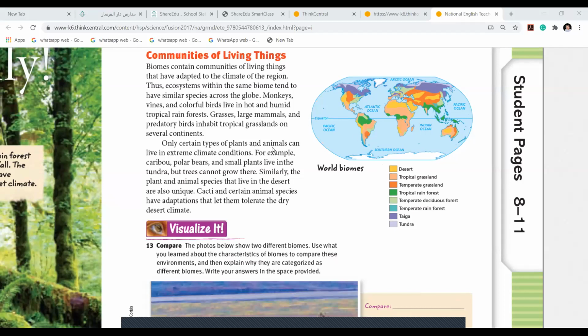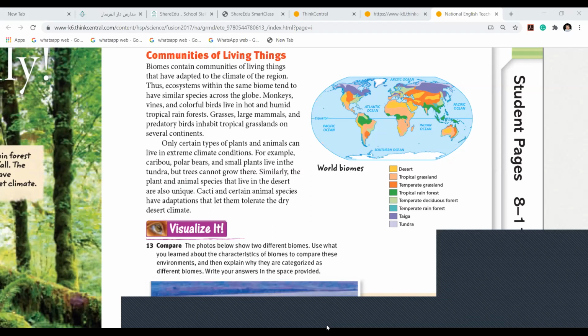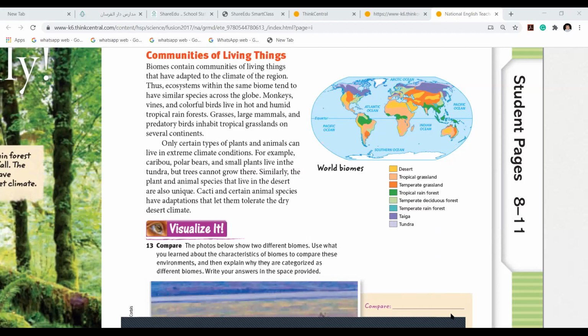Only certain types of plants and animals can live in extreme climate conditions. Girls, when I say the word extreme, what does that mean? When an animal or plant has an ability to stay in extreme conditions, extreme means very, very hot or very, very cold. It has an ability to stay in extreme cold, that is minus degrees, or in extreme heat. Polar bears, for example. Small plants live in tundra, but trees cannot grow in these extreme cold conditions.